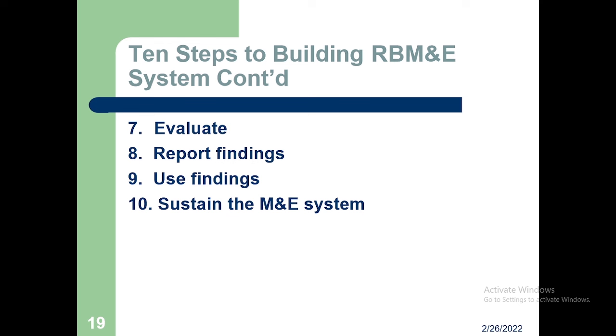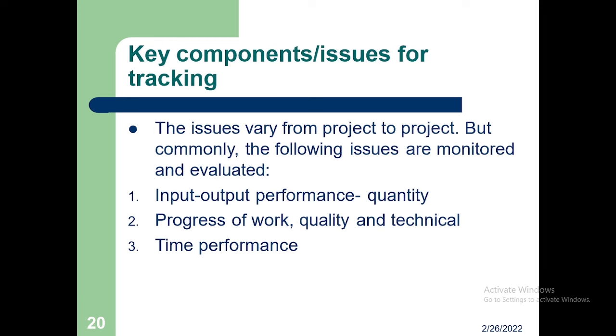Evaluate, report your findings on the key indicators you set out, and then use the findings and sustain the M&E system. So in summary, those are the key steps you need to establish, as we've discussed, a result-based monitoring and evaluation system.